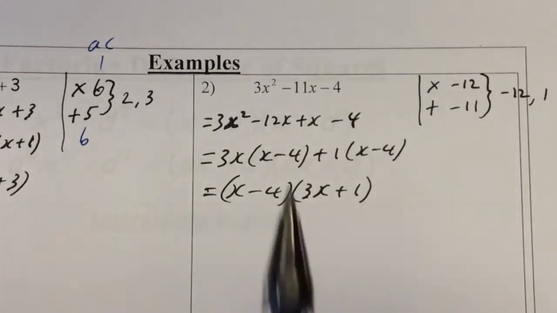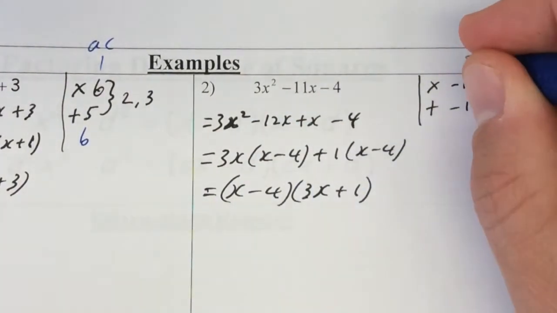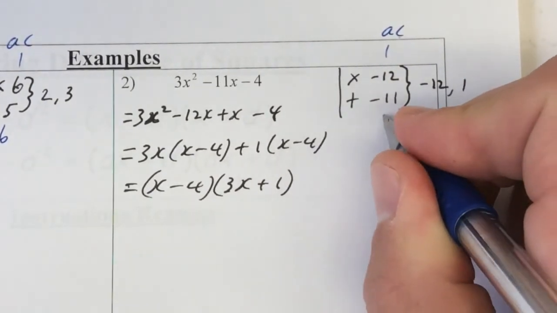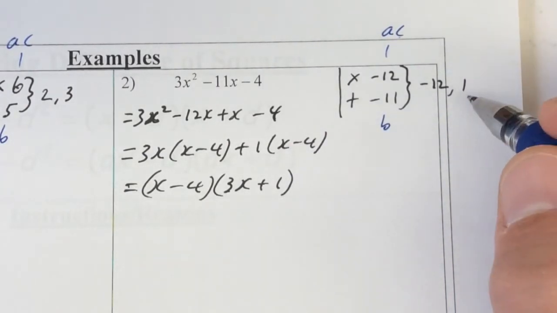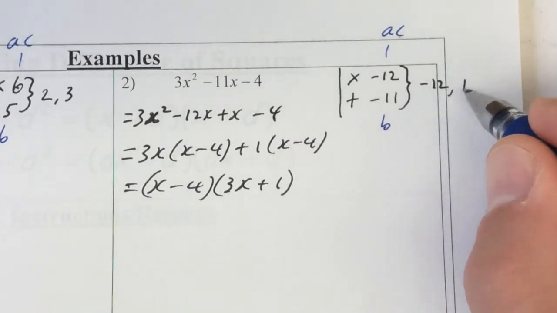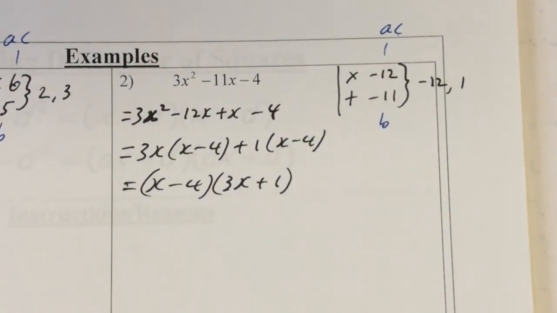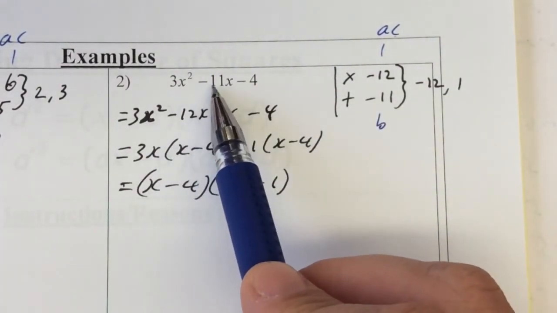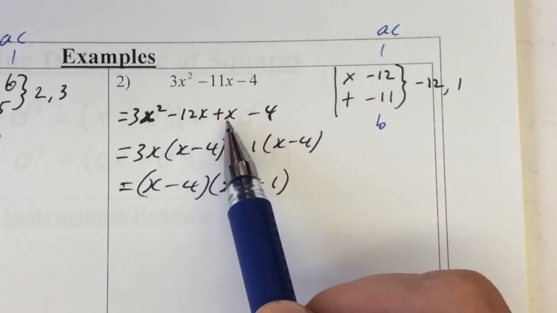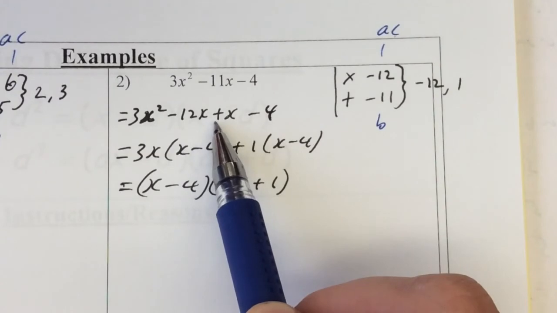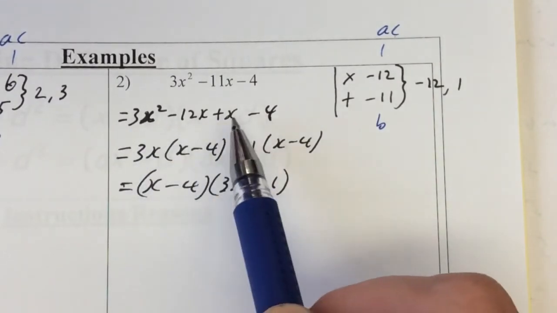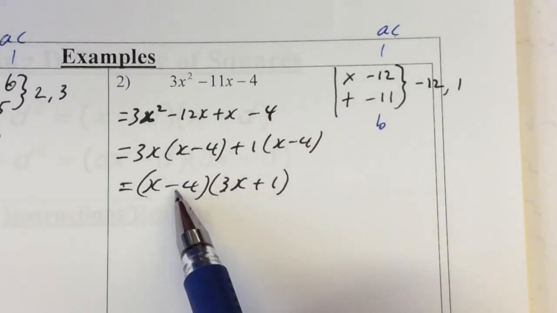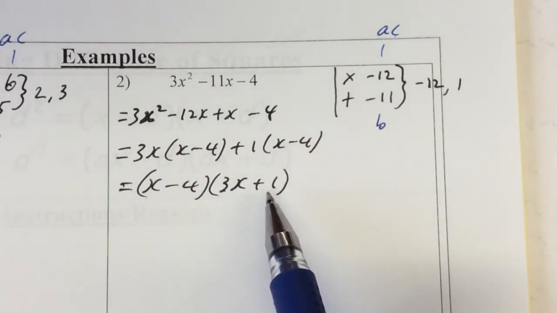Okay. Example 2. AC is negative 12, and B is negative 11. So two numbers that multiply to negative 12 and add to negative 11 are negative 12 and 1. Okay, so I'm going to decompose that middle term of negative 11x into negative 12x plus x. That gives me negative 11x. Common factor is 3x. Another common factor is just 1. Okay, so now you can take the x minus 4, write it out in front, and write what's left over, the 3x plus 1.